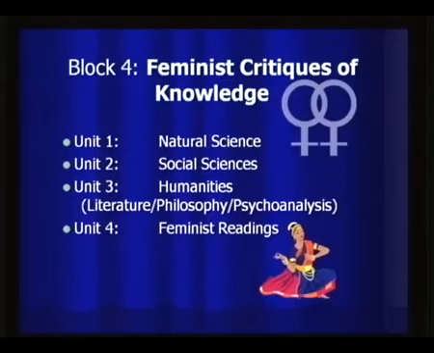So we will apply critiques of knowledge based on various feminist theories in the natural sciences, in the social sciences, and in the humanities. And in the last unit, Unit 4, Feminist Readings, you will see how feminists have helped to construct alternate models of knowledge. And what do these alternate models of knowledge look like across various disciplines?